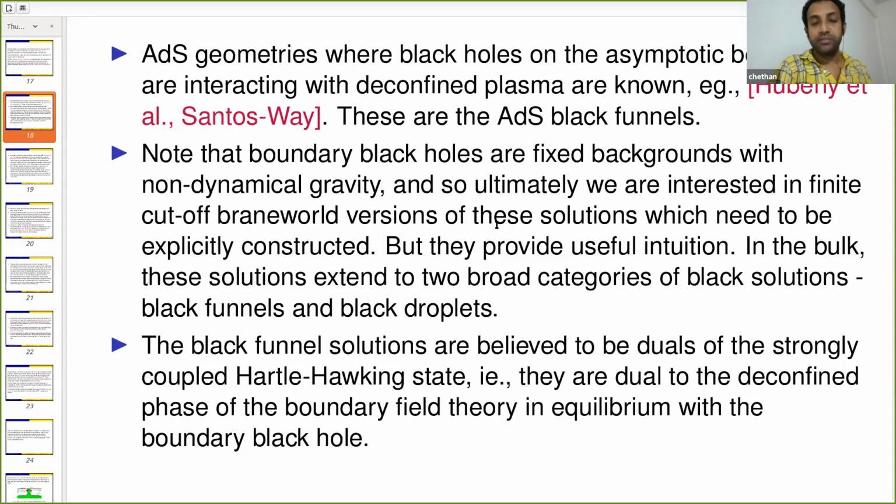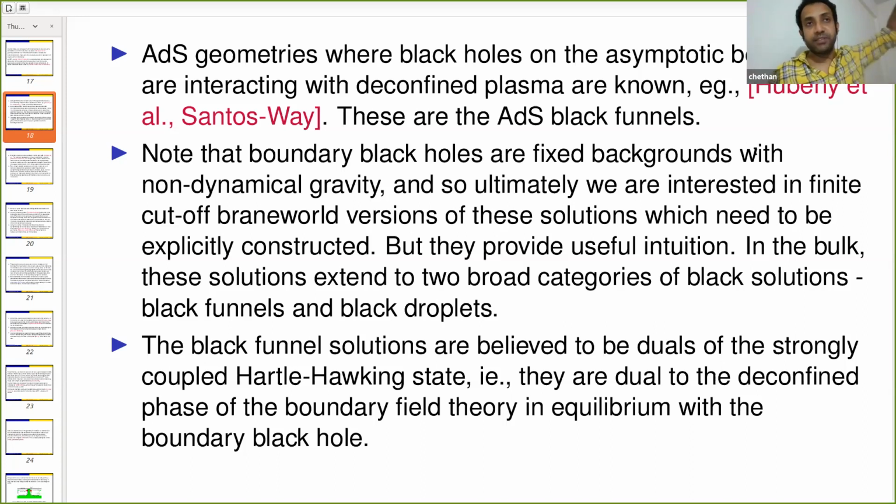So there will be a black hole living in a hyperbolic geometry, and they have bulk continuations which are black funnels, which are the solutions that Hubeny et al. constructed. The good thing about them is that they're analytic. The bad thing is that they are not asymptotically flat on the boundary. I don't know whether the picture is clear.